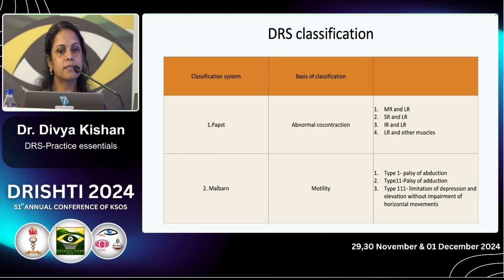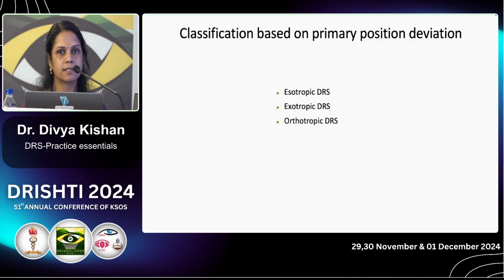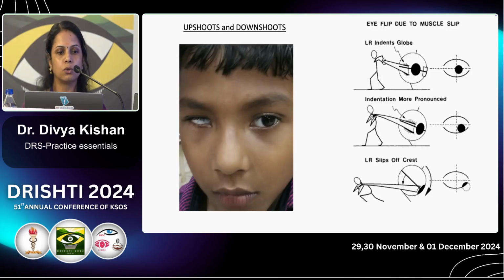There are also other systems of classification like the PAP system, which is based on abnormal co-contraction, the Malbarn, which is based on the motility changes, Lyle and Bridgman, that is also based on the motility changes, and Huber that we have already discussed. But the one that is practically more important is the classification that is based on the primary position deviation into the ESO, EXO, and ortho DRS.